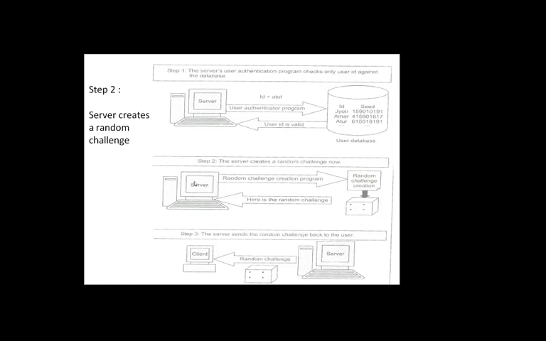The server will activate the random challenge creation program to create a random challenge number. This random challenge creation program will create a random challenge value, that is, the random number. And this random number, which is created by the random challenge program, is given to the server. And from the server, this random challenge number is received by the client. So this is the second step, in which the server creates the random challenge after receiving the ID of the client.